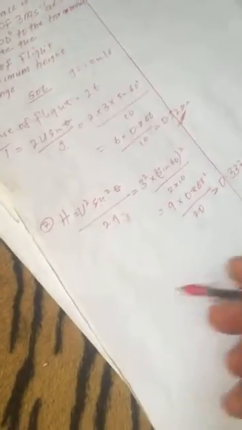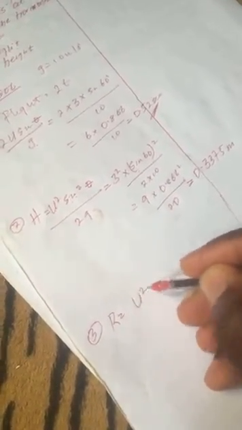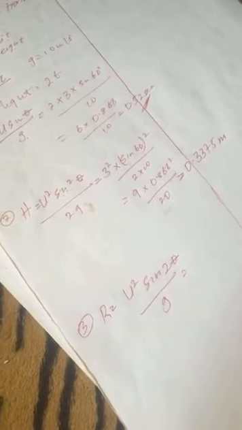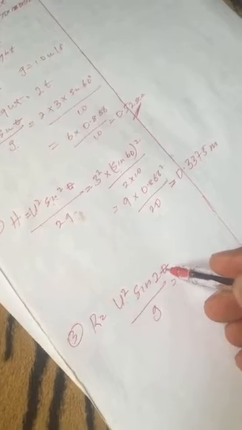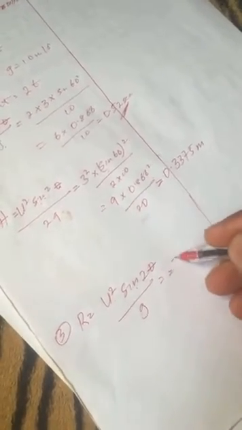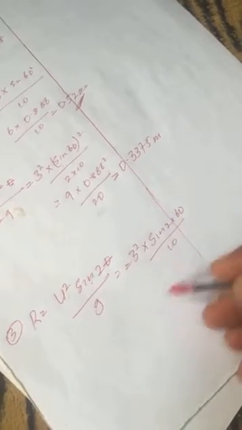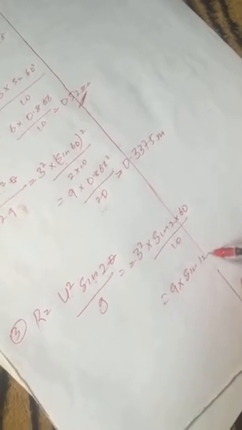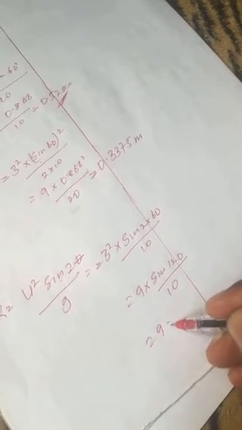Then we're solving questions regarding the range, which is the last one. Range is equal to u squared sine 2 theta all over g. What this means is that you are going to multiply the angle that was given to you by 2 before looking for the sine. Therefore we'll have 3 squared times sine of 2 times 60, all over 10. If we do that, we're going to have 9 times sine 120 all over 10.